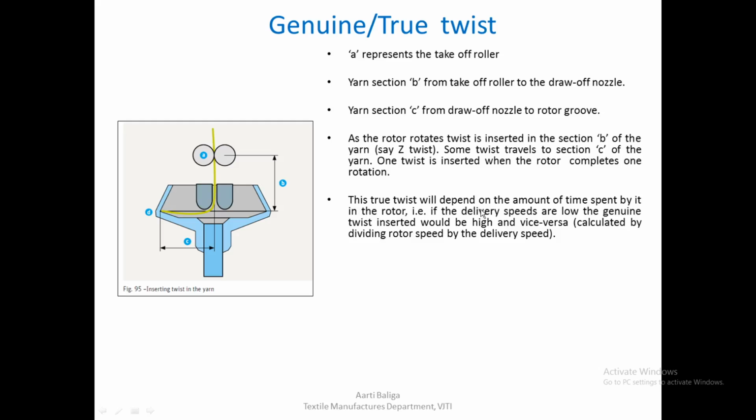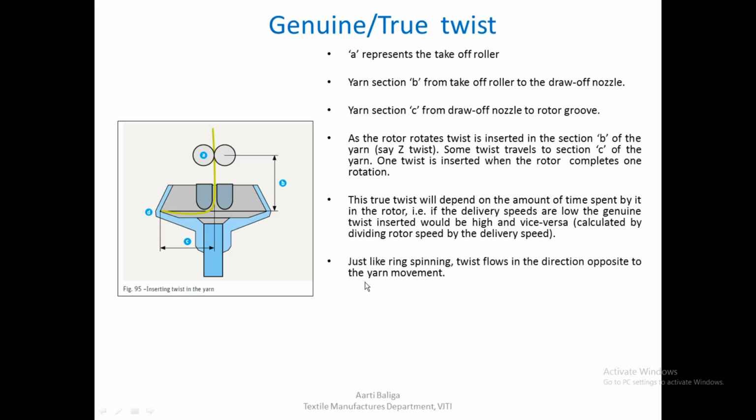This true twist will depend on the amount of time spent by it in the rotor. This formula we have seen earlier, that the twist, the TPM or the TPI, is equal to rotor speed divided by the delivery speed. So if the delivery speeds are low, the true twist that is inserted, or the genuine twist, would be high. So since it is inversely proportional, the more the time that is spent in the rotor, the more will be the twist.